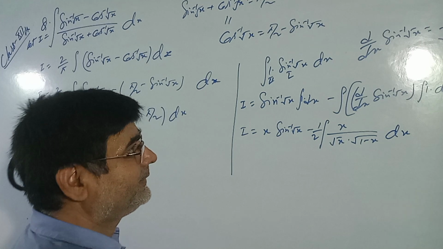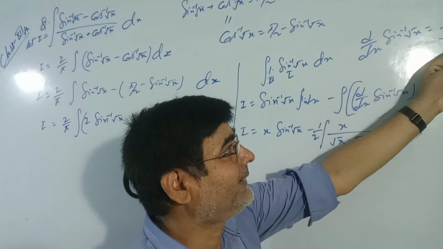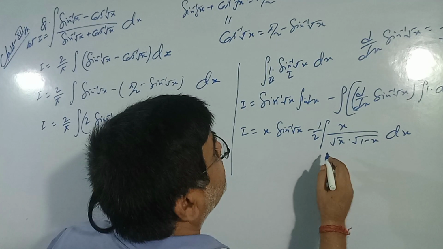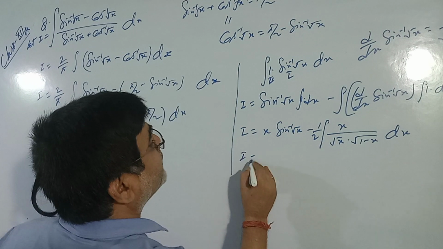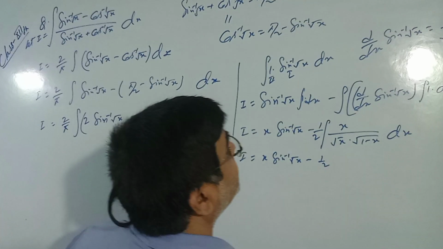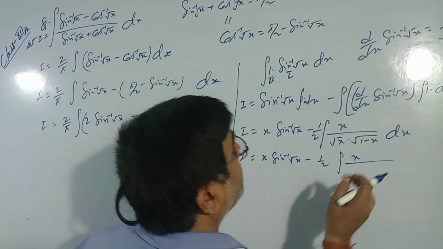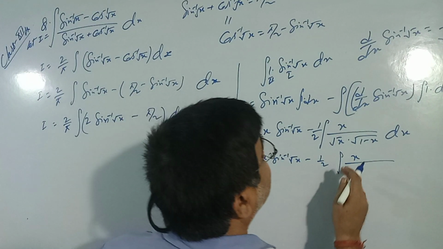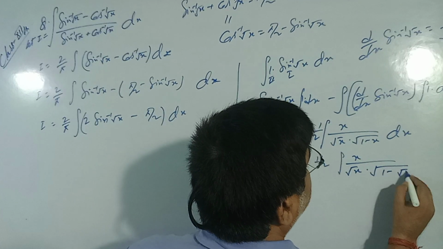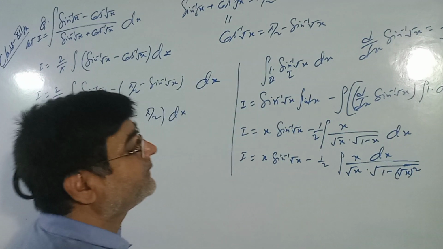Right, friends? The derivative of sine inverse root x is 1 by 2 root x, right, students? So this cancels out. I equals x sine inverse root x minus half of x by 1 minus x, written as root x into 1 minus root x whole square dx. Right, students?